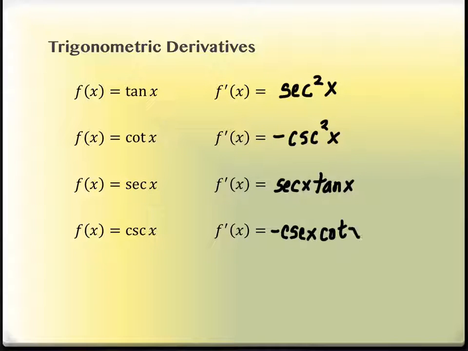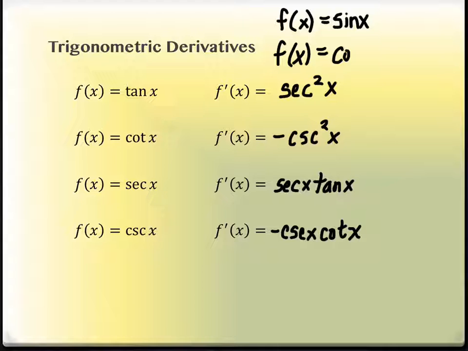cotangent of x. How come the cosecant is negative? Because that's how it works out. I mean, that's actually the right value. I want to show you something. I'm going to write the sine and cosine ones in here just so you can see these two, because there is a nice pattern in a few of these things.